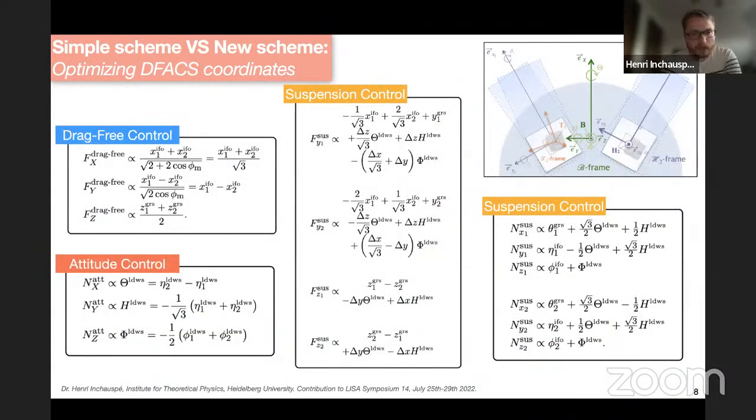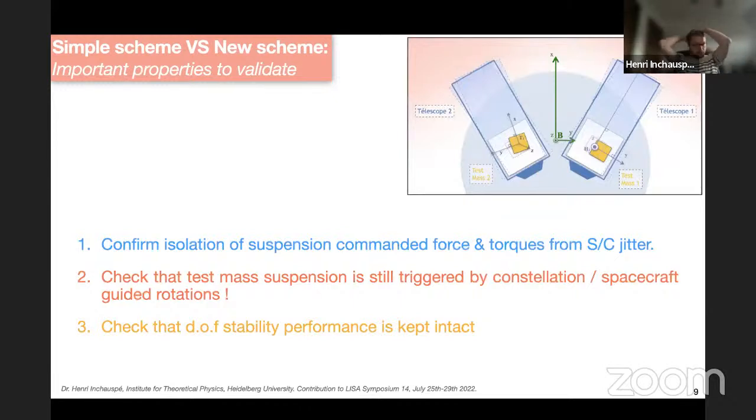Okay, so here are the full drag-free control coordinates we came up with. Now I'm going to demonstrate that using these new coordinates, we're able to confirm that we isolate suspension, so the application of force on test mass, from spacecraft jitter. Yes, the rotation of the constellation will still trigger force on test mass, both in rotation and in longitudinal, in order to keep rotating the constellation around the sun, which we want to keep. That's a common mode suspension we want to keep. And we still have the same stability of the degrees of freedom.